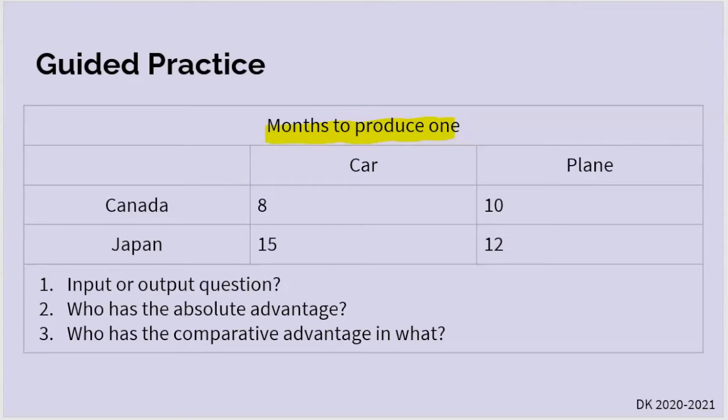But, oh well. Is this first an input or an output question? Well, it's an input question. Why? Because we're not looking at how many cars and how many planes Canada and Japan could produce, but instead the months it takes to produce a single car and a single plane for both countries. Then who has the absolute advantage? This is a little bit tricky. We're going to say Canada has the absolute advantage in both production of cars and planes.